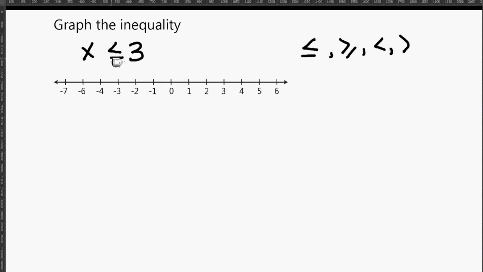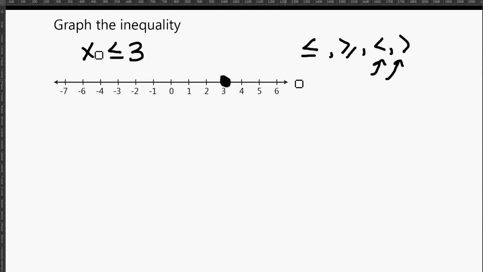Now when there's an equal in the inequality, so it's not just less than, it's less than or equal, you actually fill in the circle. If it's only a less than or greater than sign, then you leave the circle hollow. But when you do have these equals, you fill in the circle. It means that that number is included in the solution.